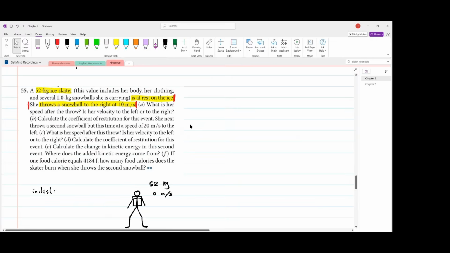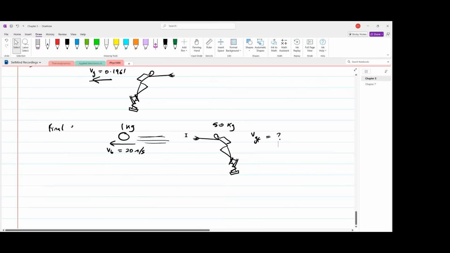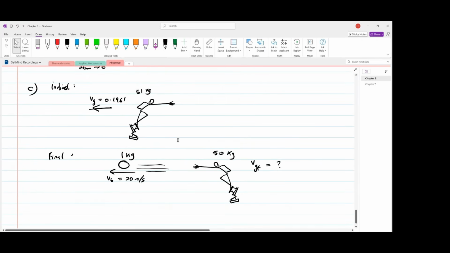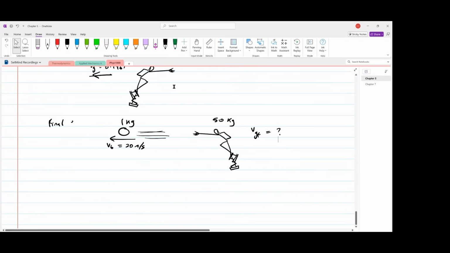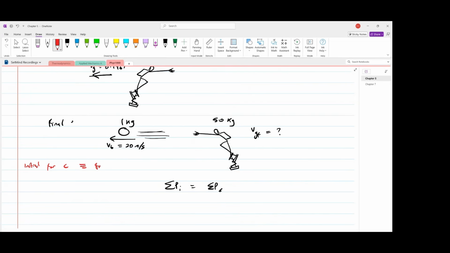So we want again a speed after the throw, a velocity to the left, to the right. And then we do the exact same thing again, momentum, right? Sum of momentum initial is equal to sum of momentum final. And make sure you understand that the initial conditions for question C is equivalent to the final for question A, right?